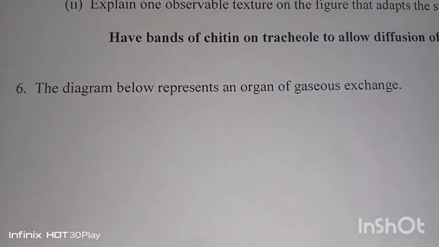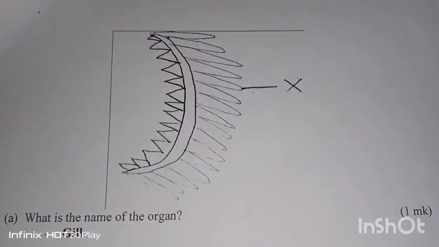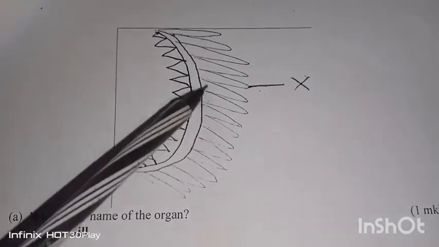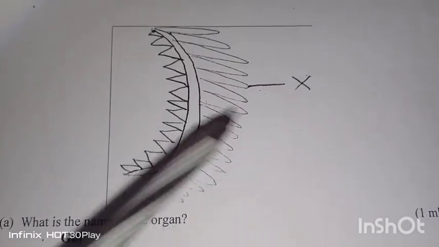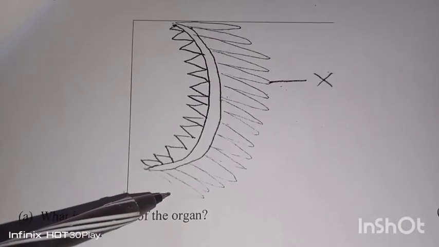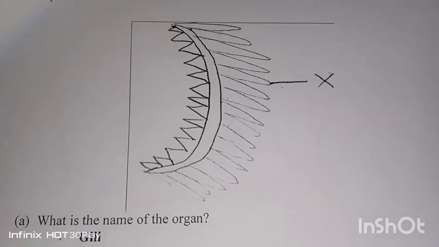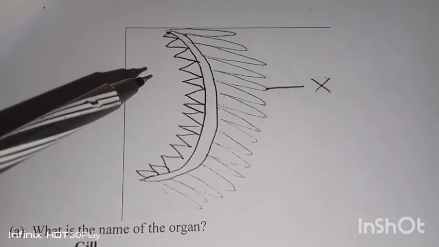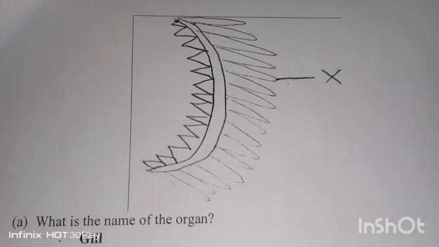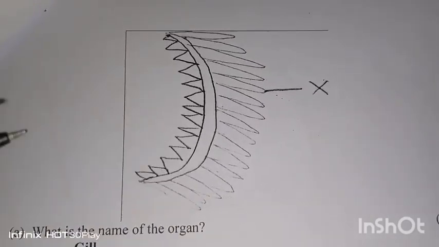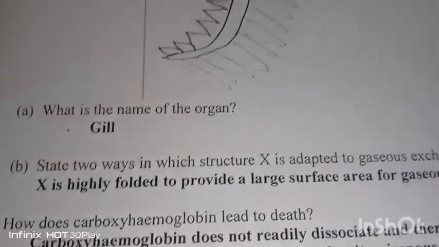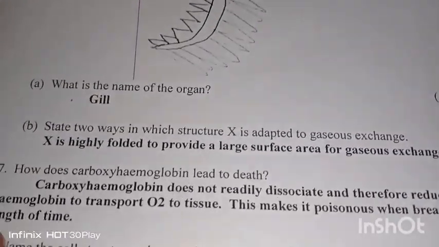You're told that the diagram below shows a gas exchange organ, and the organ is here. You can see very well it has these teeth-like structures, it has this bar, and then it has this other filamentous thing. So this is a gill, and it is responsible for gas exchange in fish. These teeth-like structures are responsible for trapping dust and other solid substances to prevent them from getting into the gill filaments. This is a gill bar that holds the gill filament, and this one is the gill raker. So the name of that organ is the gill.